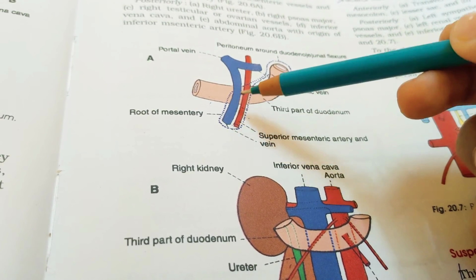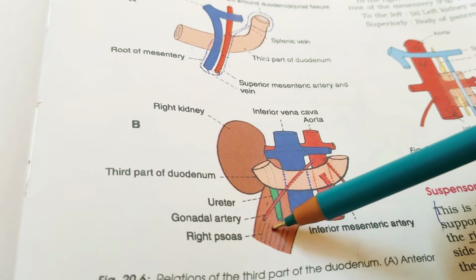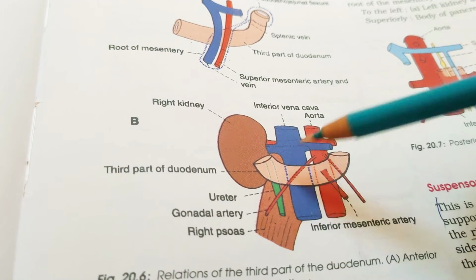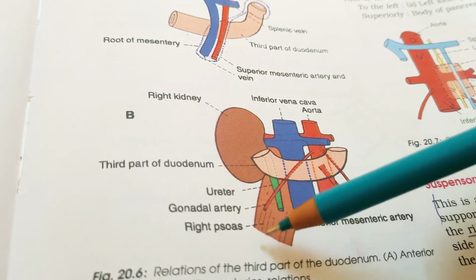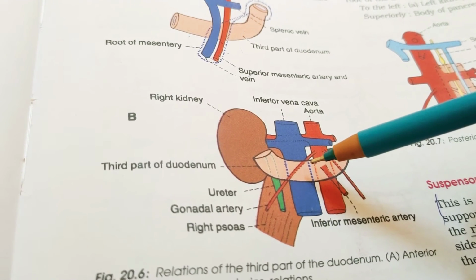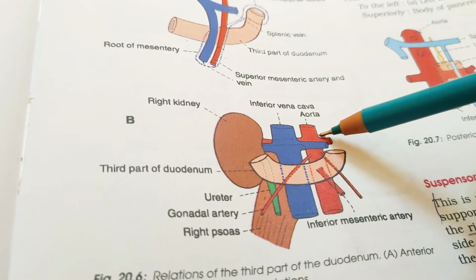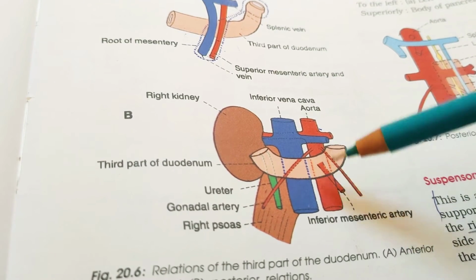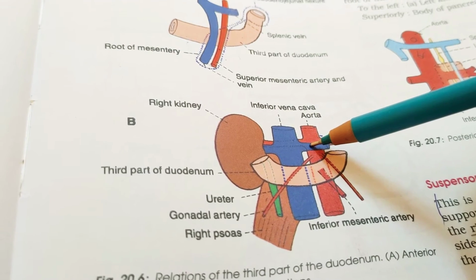And also posteriorly, these are the posterior relations. There is the right psoas major muscle, and there are also the right testicular or ovarian vessels. You can see the gonadal artery, so these are the right testicular or ovarian vessels. And there is the inferior vena cava and the abdominal aorta with the origin of the inferior mesenteric artery over here. So these are all the posterior relations of the third part of the duodenum.